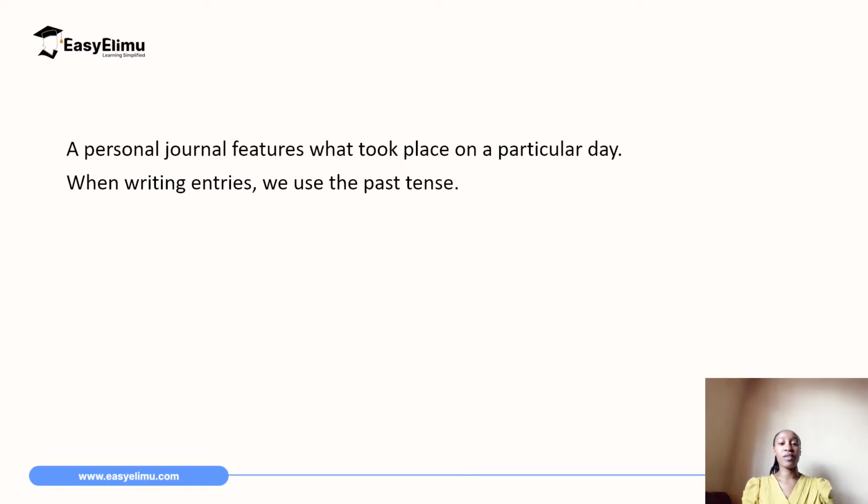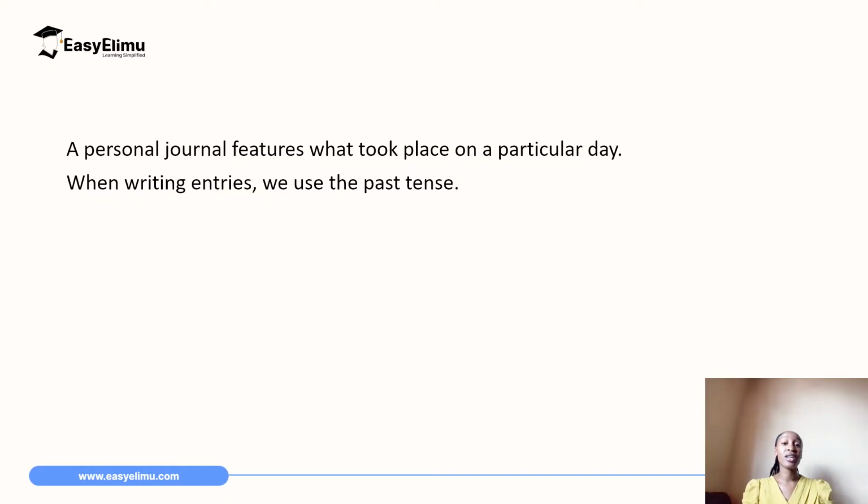So we have said that a personal journal features what took place on a certain day, which means our entries are in the past tense because you're writing about something that already happened. Maybe it happened yesterday, maybe it happened 2 hours ago, maybe it happened a month ago. So the tense that we use is the past tense, and this is the main difference between a journal and a diary.